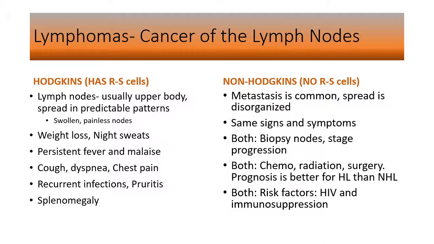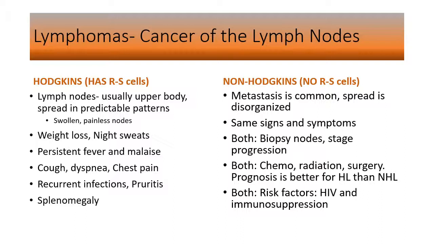With Hodgkin's, the lymph nodes are usually in the upper body, and they spread in a very predictable pattern. Again, swollen, painless nodes, weight loss, night sweats, persistent fever and malaise, cough, dyspnea, chest pain, recurrent infections, itching, and an enlarged spleen. In non-Hodgkin's, there are no Reed-Sternberg cells, but metastasis is common and the spread is very disorganized. It has the same signs and symptoms as Hodgkin's.